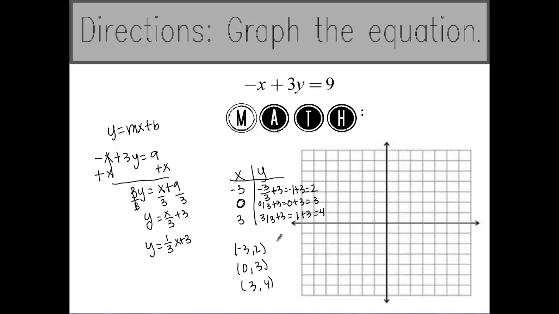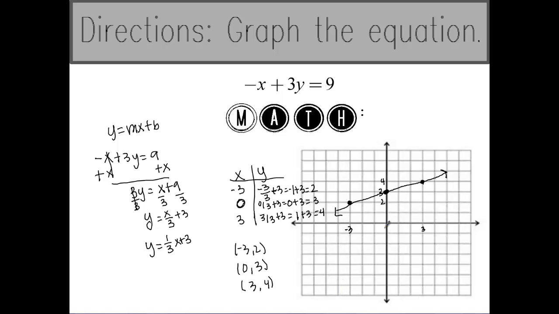So I'm going to go and plot those on my graph. -3 is going to be this direction. 1, 2, 3 is -3, and then I go up 2. Then I graph the point (0, 3), which means I don't leave my y-axis, but I go up 1, 2, 3, and plot my point (0, 3). Then I plot the point (3, 4), so I go over 1, 2, 3, up 1, 2, 3, 4. So I plot my point at (3, 4). Once I have 3 points, I draw a line connecting those points, and I've graphed my equation.